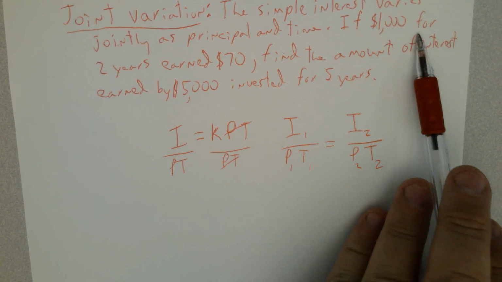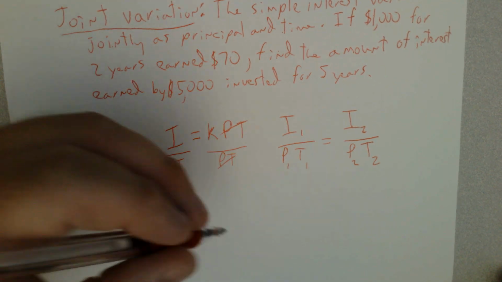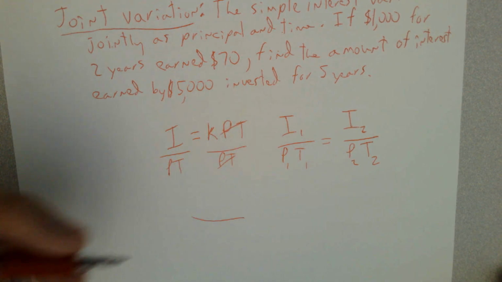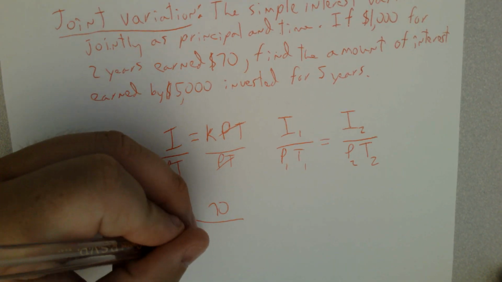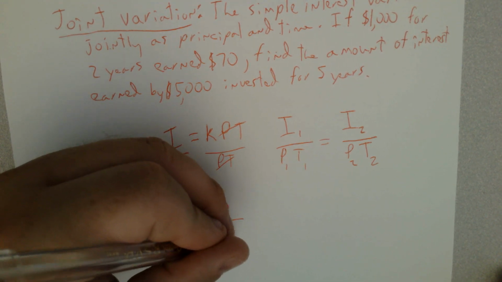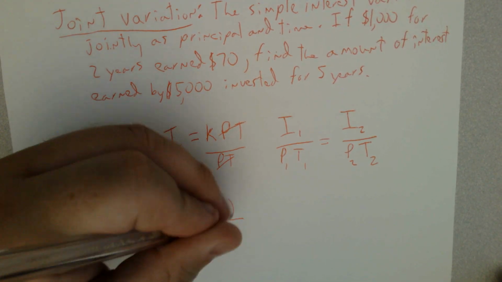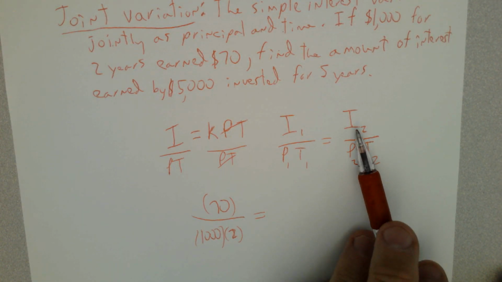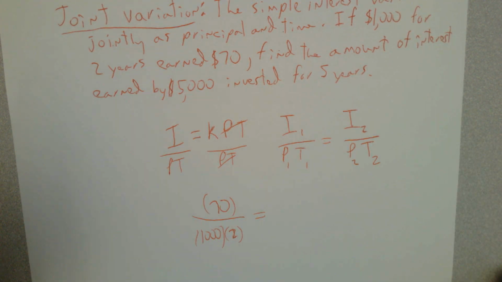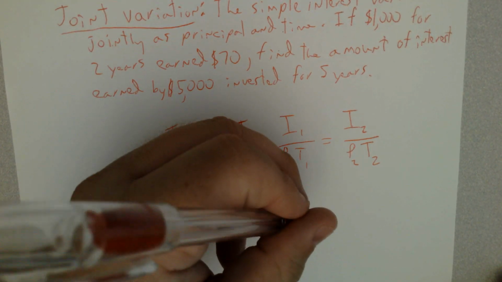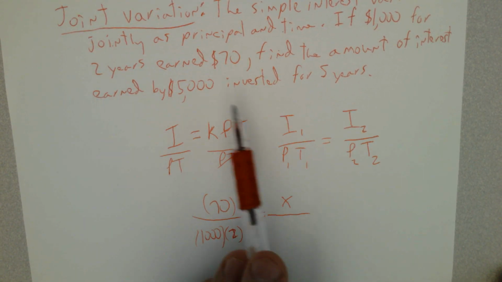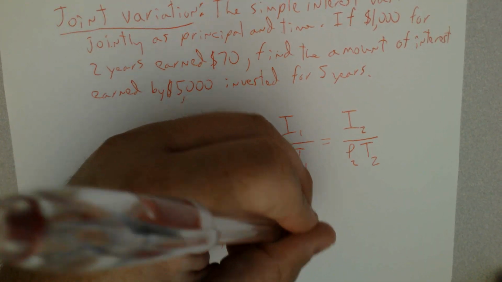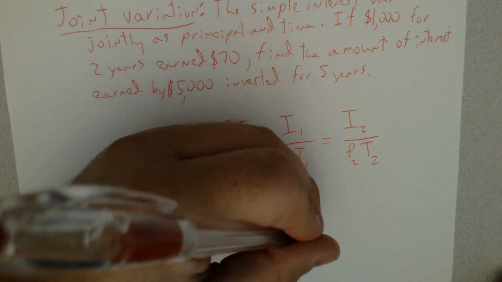So the $1,000 is a principal value, so that'll be P1. T1 was given as 2 years, and the interest one was given as 70. So we set up this 70 over 1,000 times 2 just by substituting in those values where they belong. On this side, we're looking for the amount of interest. That's what they want us to find. I'm just going to use X to represent that because that's what we want to know. And then we're dividing that by $5,000 principal and a time of 5 years.